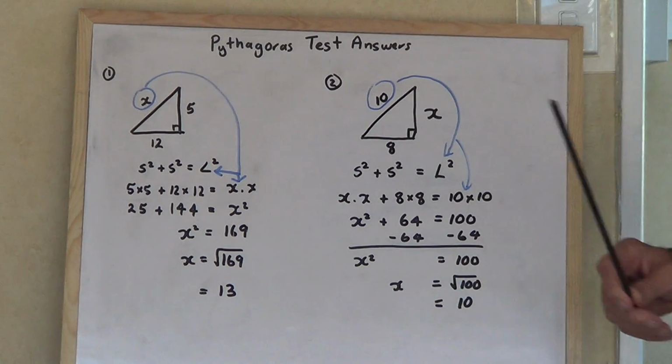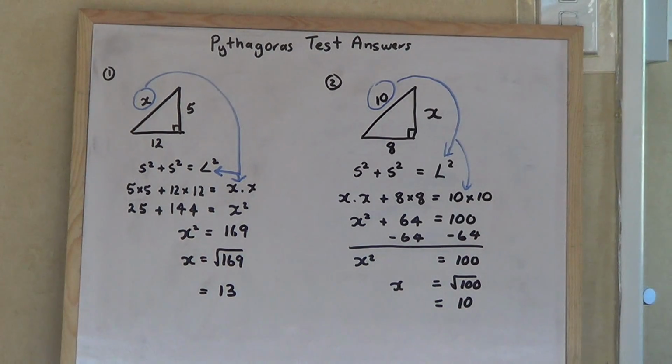So x is the square root of 169, and that works out to be 13 exactly, and you can find that out on your calculator.